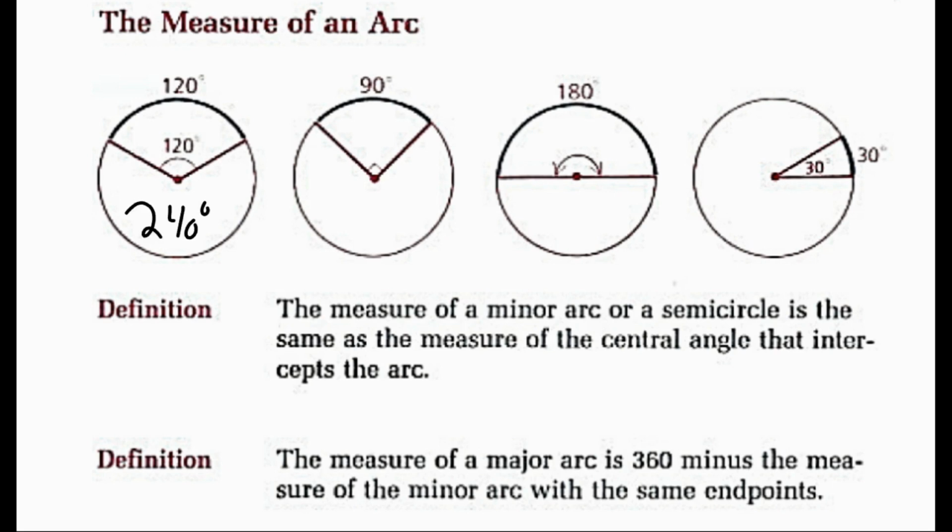My second figure, 360 minus 90, would give me a major arc of 270 degrees. My third figure, I have a semicircle, so I would take 360 and subtract 180, which would give me 180, so I'd have another semicircle. And my last figure, 360 minus 30, would give me a major arc of 330 degrees.